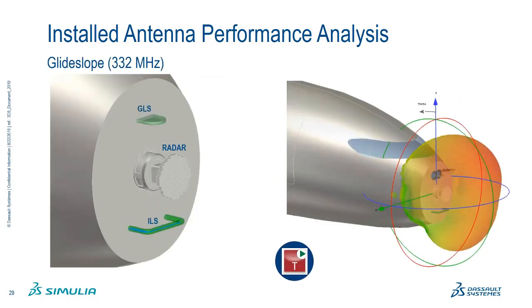Installed performance of the glide slope antenna is shown in this slide. It's located under the radome near to the radar. As mentioned before, the glide slope is used for navigation during landing. The far field receive pattern at 332 megahertz squints upwards. Ideally, it would focus the energy downwards towards the distant runway.